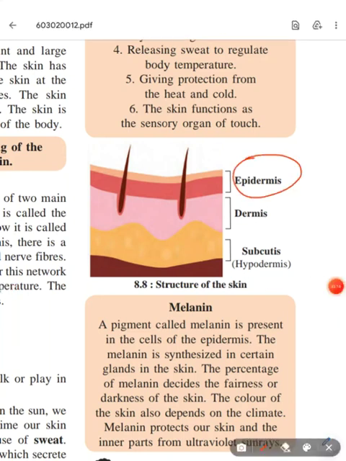This is the outermost part of the skin, the epidermis, the internal part of the skin, the dermis, and the subcutaneous layer, the hypodermis. Three layers make up the structure of the skin.